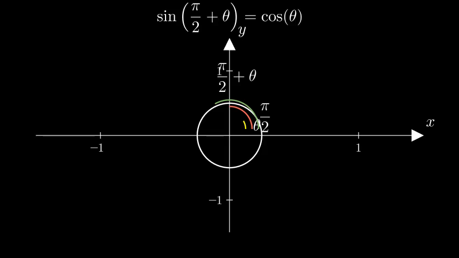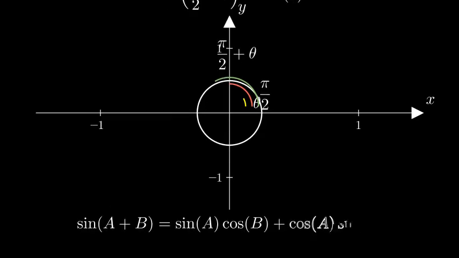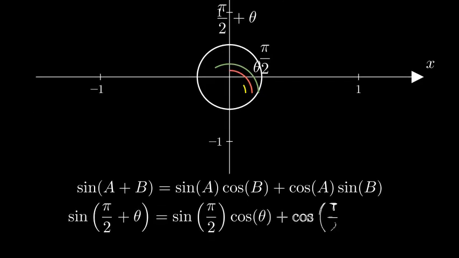To prove this identity, we'll use the angle addition formula for sine. The sine of a plus b equals sine of a times cosine of b plus cosine of a times sine of b. Let's substitute a equals pi over 2 and b equals theta into this formula. This gives us sine of pi over 2 plus theta equals sine of pi over 2 times cosine of theta plus cosine of pi over 2 times sine of theta.